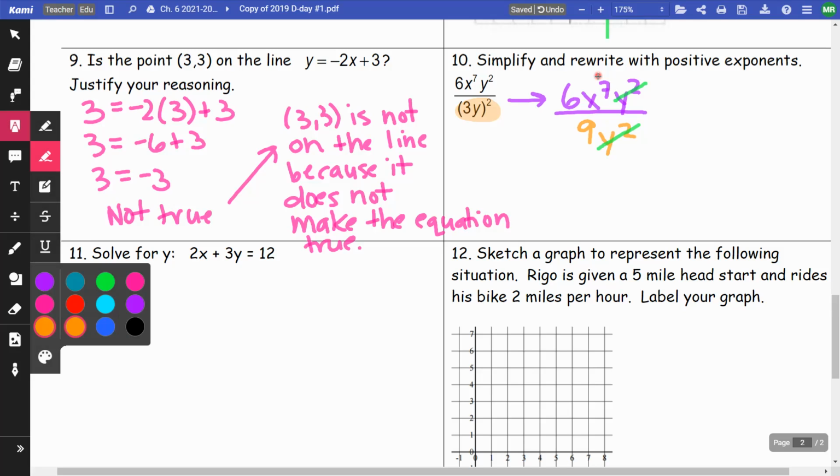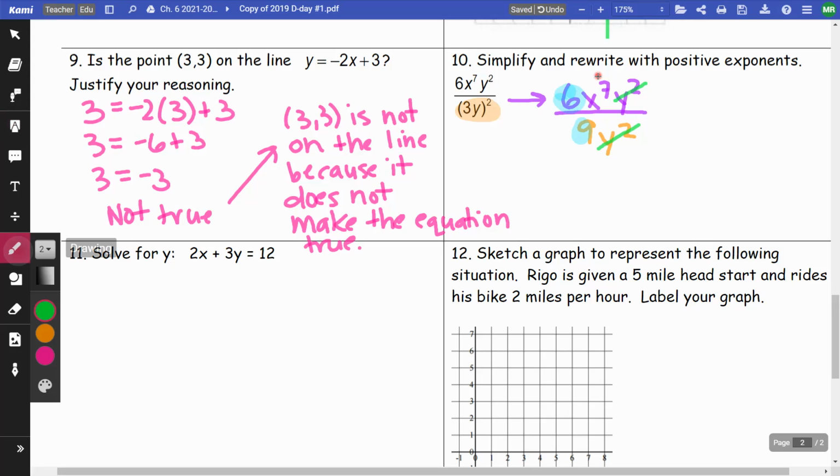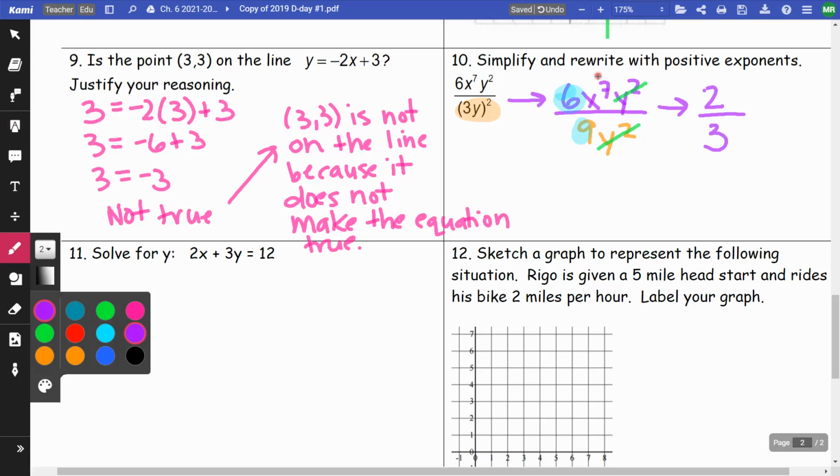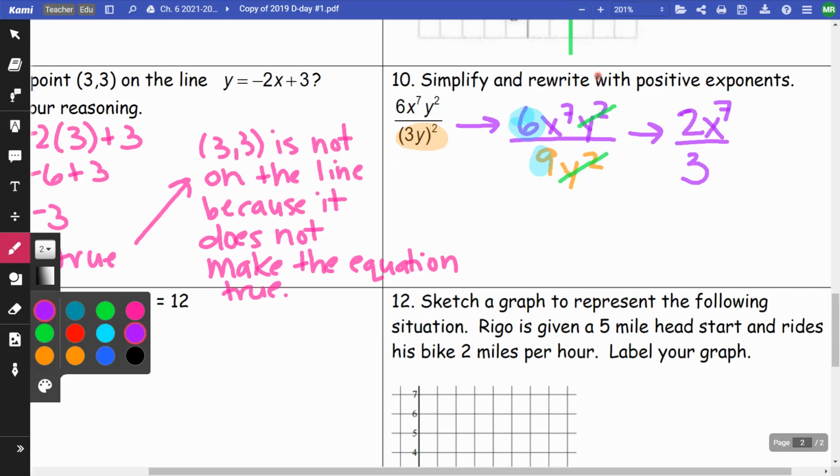And then if I'm focusing on my 6 and my 9, that's just really a 6 over 9, which I can reduce. So my final answer is going to be, because I can reduce both of them top and bottom by 3. 3 goes into 6 twice. 3 goes into 9 3 times. So it's going to be 2/3. And then I have an x to the 7th on top. And that's my answer. 2x to the 7th over 3.